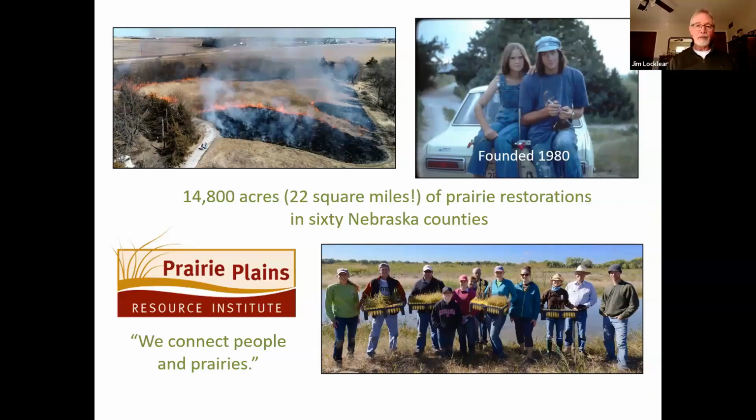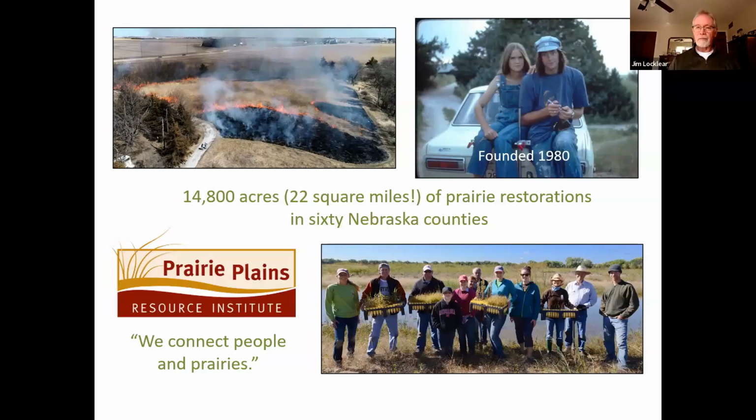It's a long story, but they got involved in some of the early days of prairie restoration, and they learned how the prairie was composed and how it was damaged and how to put it back together, collecting seed and developing restoration practices. And they have restored tallgrass prairie in 14,800 acres, 22 square miles of prairie in 60 Nebraska counties, all starting from this little organization, just a handful of people, kind of from the hippie days in the 70s, done tremendous work. And so an example of a nonprofit, and you can't get much more grassroots than Prairie Plains.